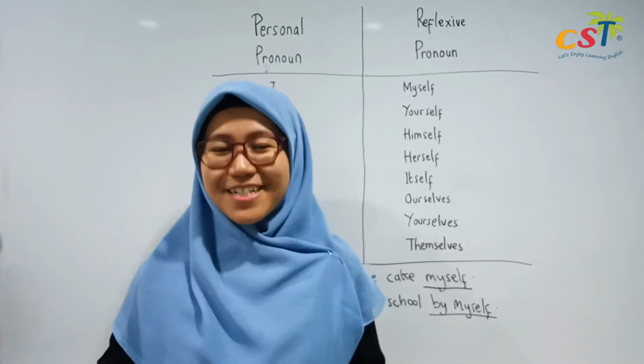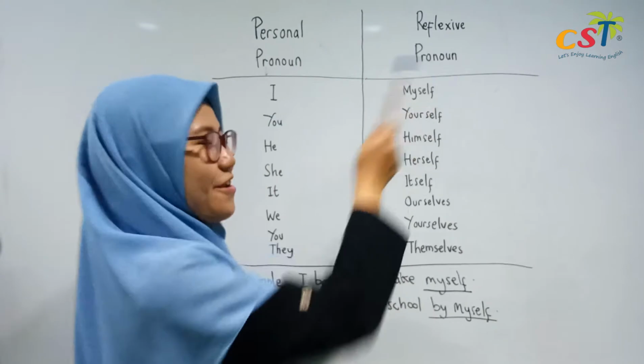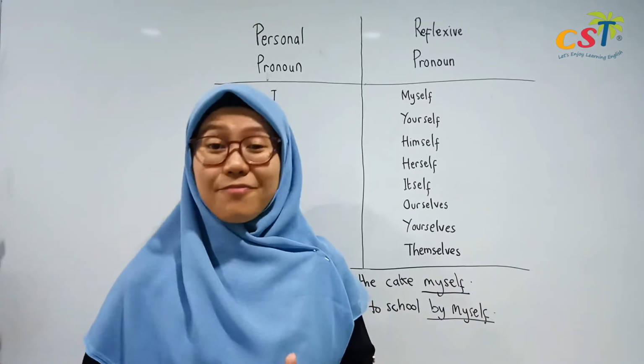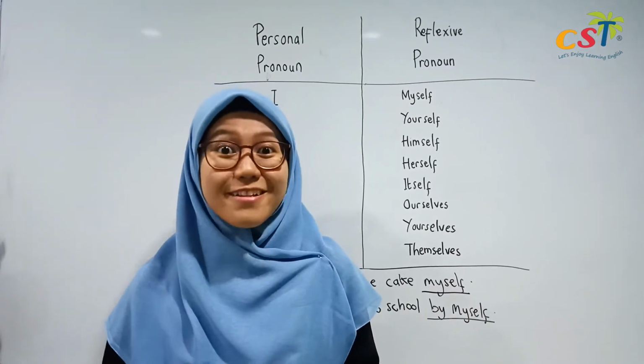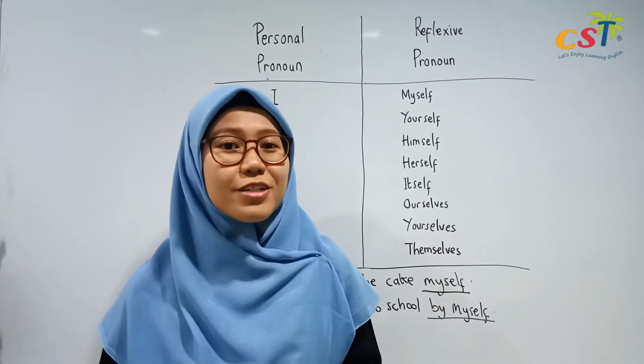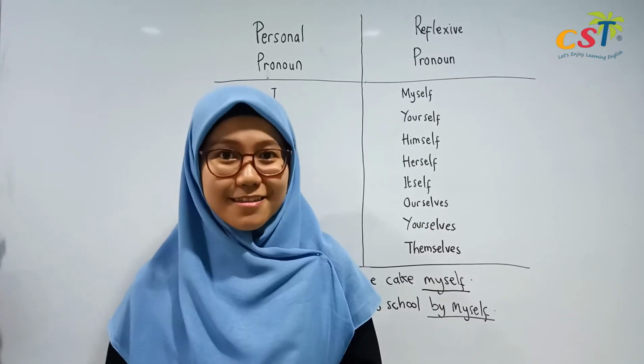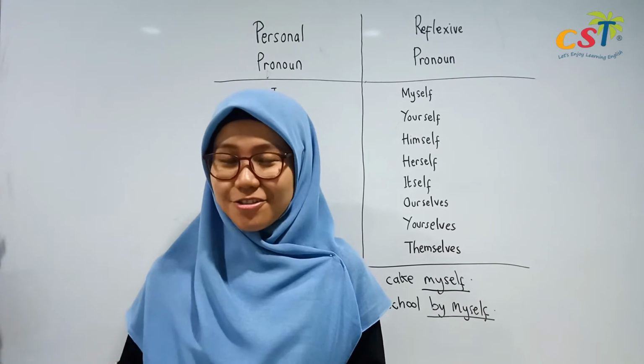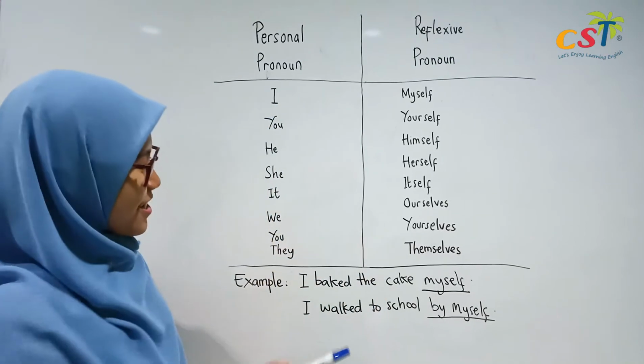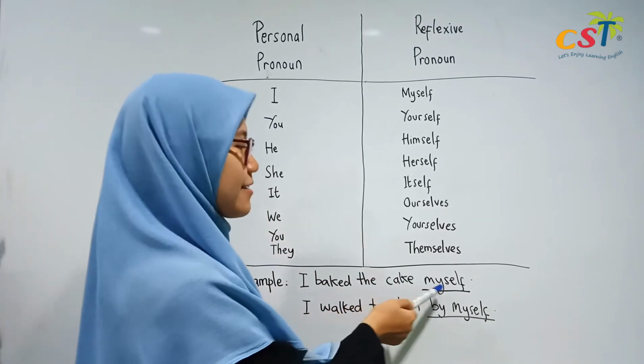Today we are going to learn about reflexive pronouns. Okay, so what is a reflexive pronoun? We use a reflexive pronoun when we want to give emphasis in a sentence about who did the action. For example, I baked the cake myself.